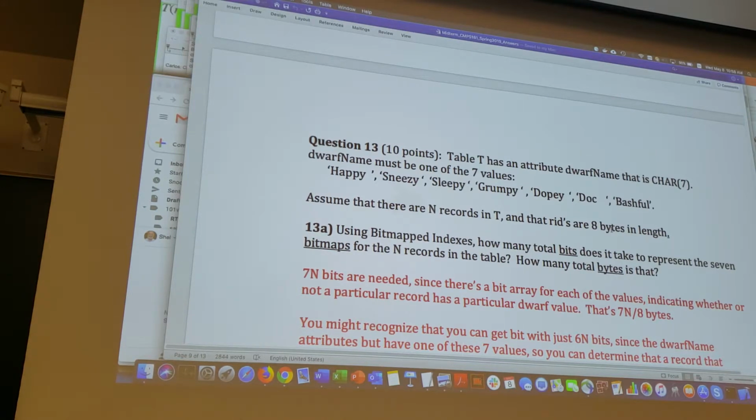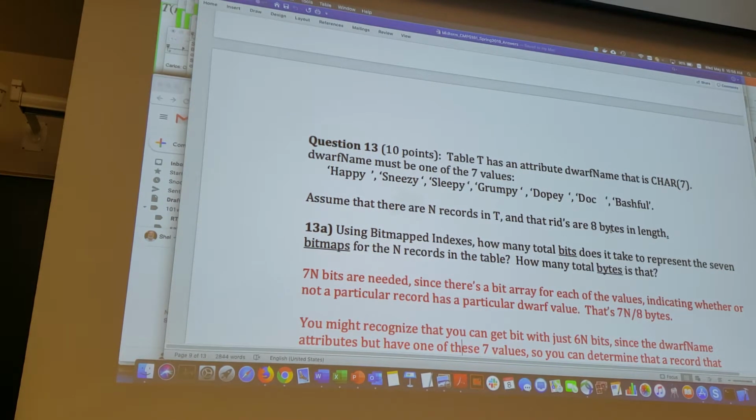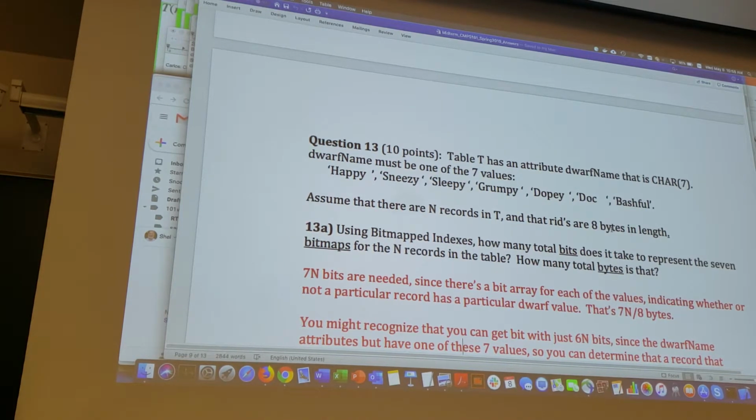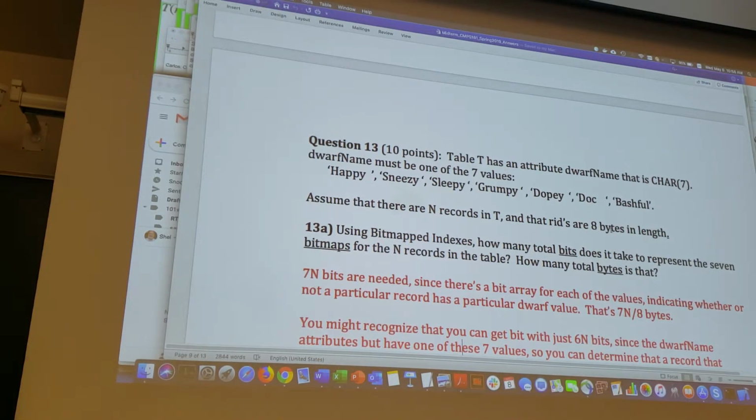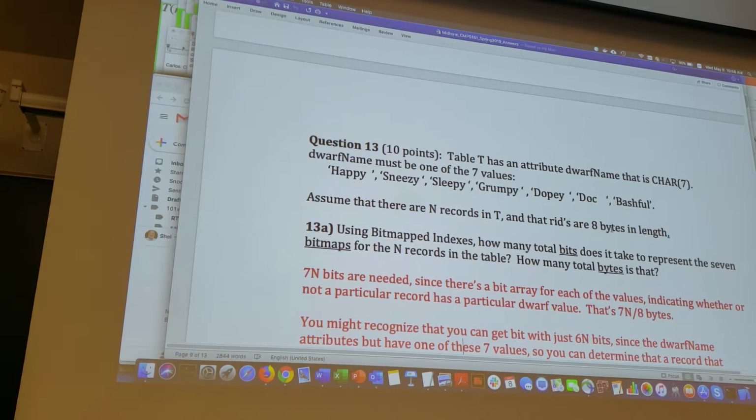I'm going to give you 3 answers that are sort of okay. I'll tell you the 2 answers that I like. First of all, you've got 7 bitmaps. Each of them takes n bits, because you've got n records. So basically, it just takes 7n bits to be represented. Now, you can do better by having just 6n. You get full credit for the 6n, because then you could just say that one of them you can figure out based on the others.